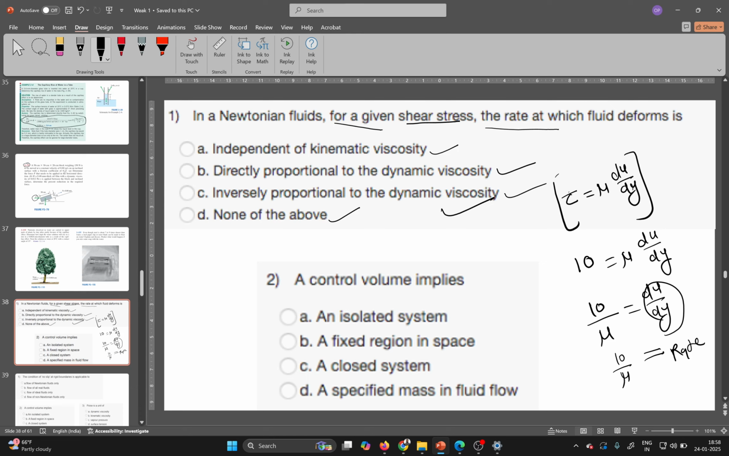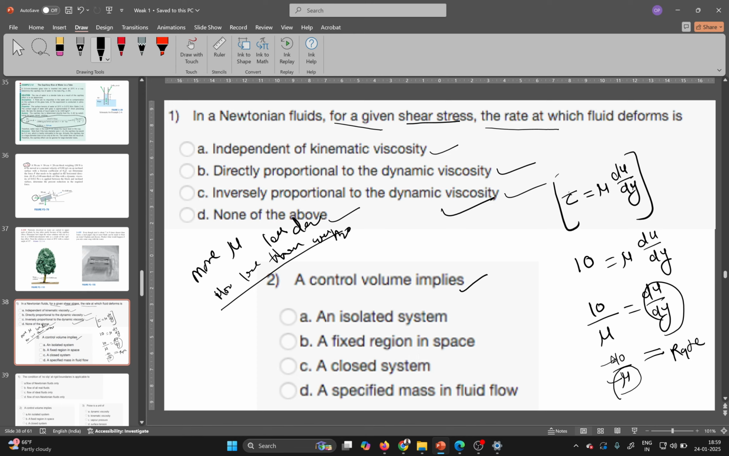Remember please, dynamic viscosity is a fluid property. The dynamic viscosity of honey is different from that of water. If you have a constant shear stress, your rate of deformation will depend on whether you are deforming water, honey or another fluid. Remember, it is inversely proportional: more mu means less deformation, so honey will deform less than water, H2O.